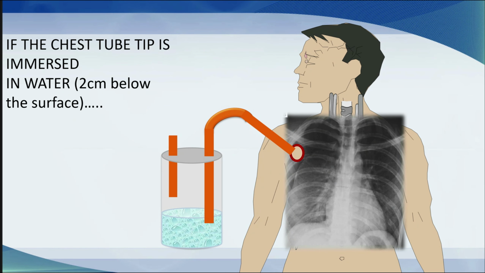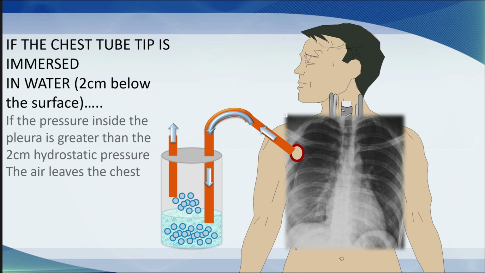The tip of the chest tube is immersed in water exactly 2 centimeters below the surface. So when the gas passes out of the lungs, it goes into the water, it bubbles out of the water, and then goes out into the environment. It can do this if the pressure inside the pleura is greater than 2 centimeters of hydrostatic pressure, and that allows the air to leave the chest.